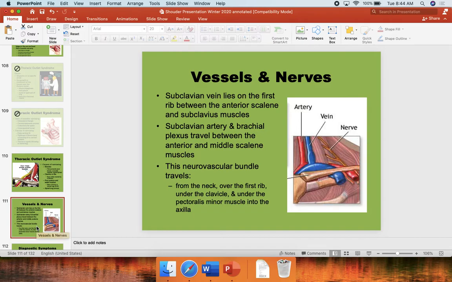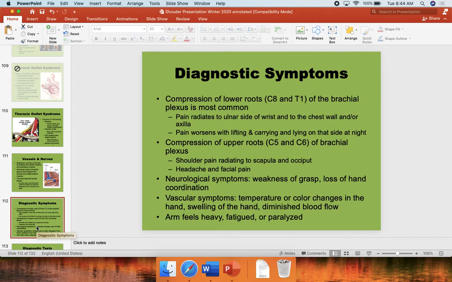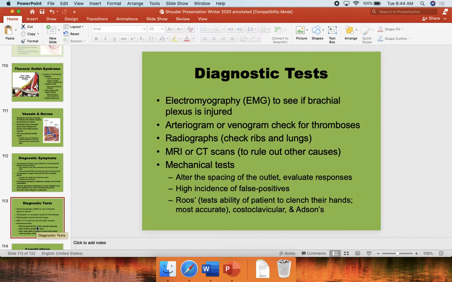This is a little bit more about the arteries and the nerves and the veins. Hopefully you're beginning to understand how those things can be constricted. I'm going to keep going down a little bit. So diagnostic tests. So how do we actually test this? So there's ways that you can test the velocity of a nerve.